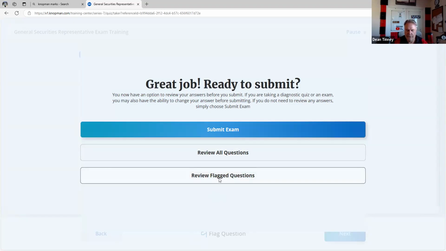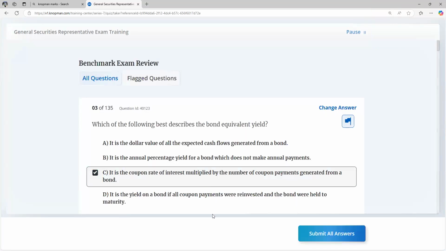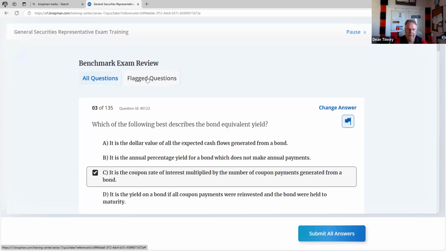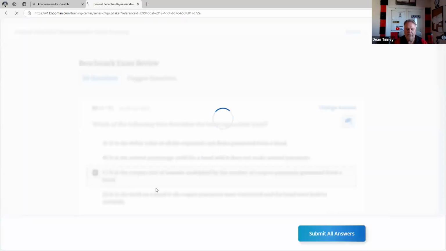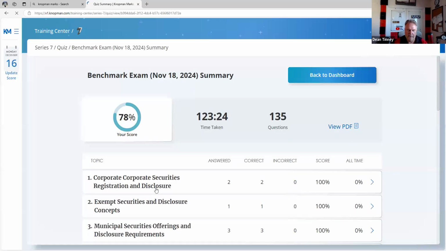Review all questions, review flag questions. How many flags do we have? I don't know. Let's see. So flag questions. Oh, submit all answers. We didn't do that. Submit exam. I guess the flag is so we can go back and talk ourselves out of the right answer.